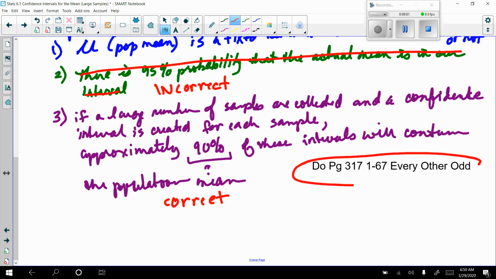Okay, you are being assigned page 317, 1 through 67, every other odd. So 1, then you skip 3, then you do 5, then you skip 7, then you do 9, and so on and so forth.